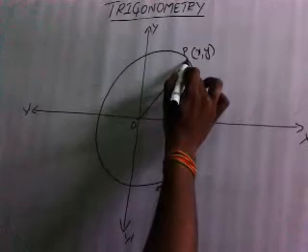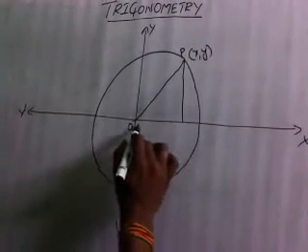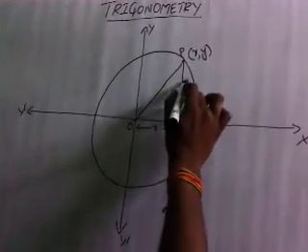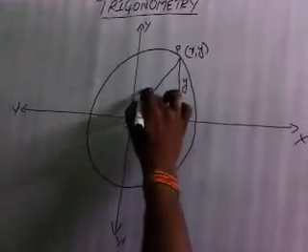Now drop the perpendicular onto the x-axis. This distance gives x. This distance is y. OP, from the center to any point on the circle, we call the radius R.